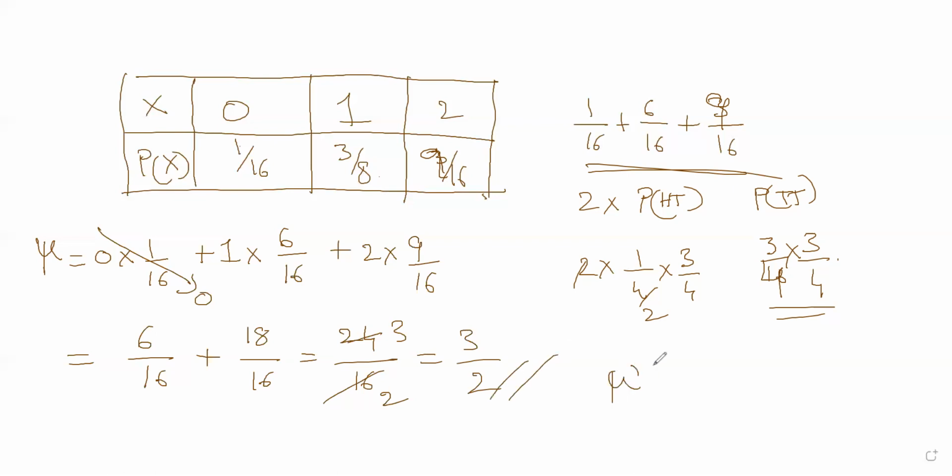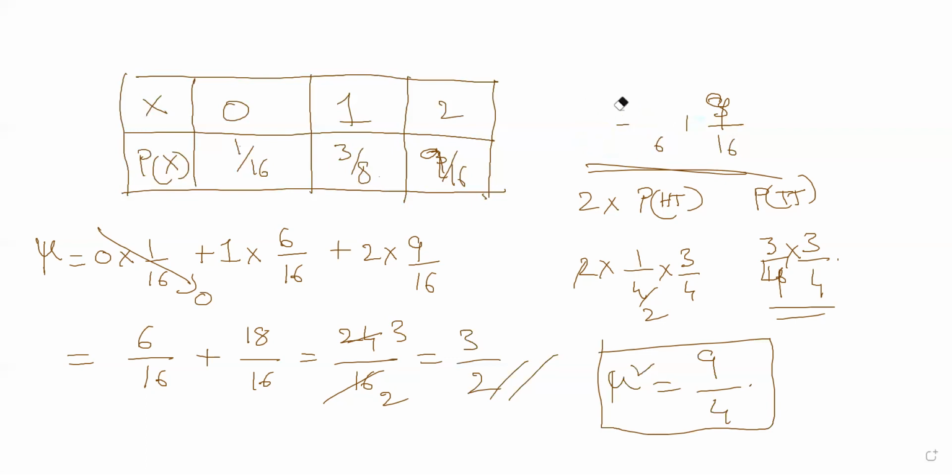You have to square it and keep it aside. So 3 by 2 whole squared is 9 by 4. Square it and keep it aside. This is to calculate the variance. Mu squared is equal to 9 by 4.